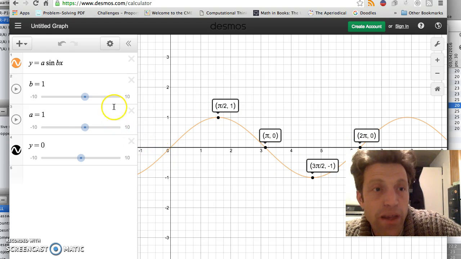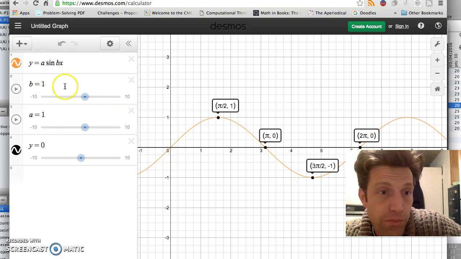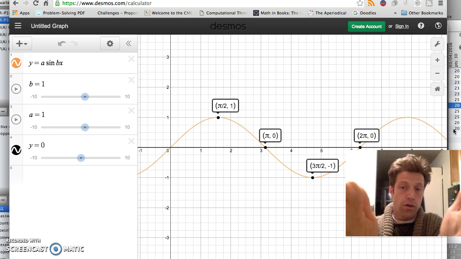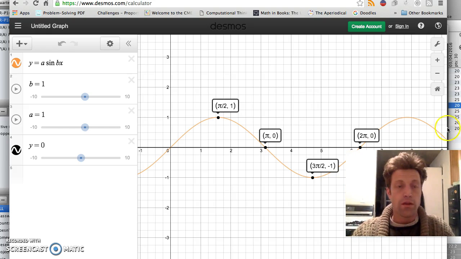That's the period of y equals a sine x when B is 1. But what if B is something else? Will that make the period bigger? Will that stretch it out horizontally, or compress it horizontally? So find out for yourself.